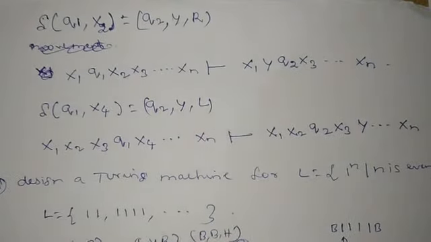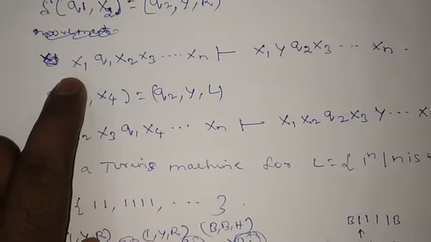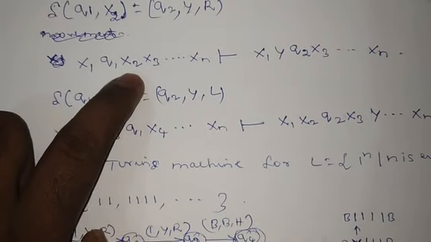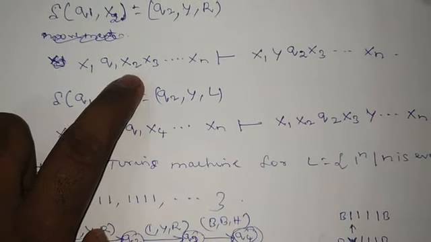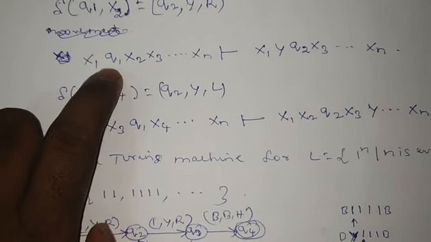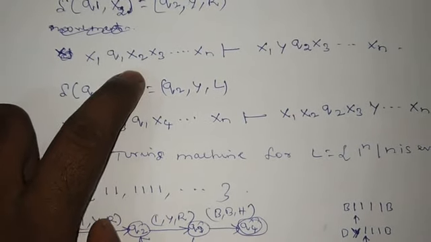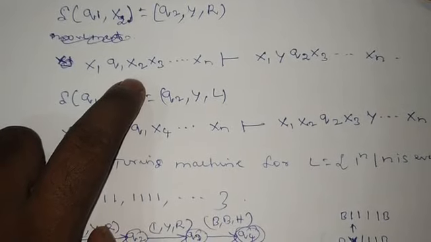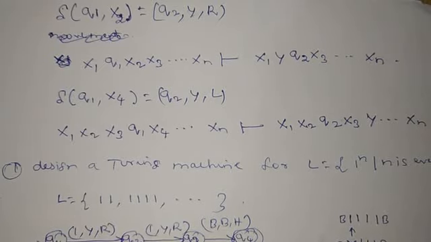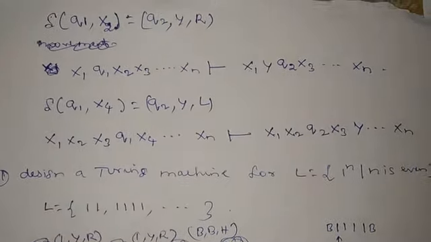Now suppose before applying this instantaneous description, let us assume the Turing machine is in the state X1, Q1, where Q1 is called the input state. On the right side you are applying the input symbol X2. So whenever an input symbol is on the right side of a state, that means Q1 is called an input state and X2 is called an input symbol. So this is the transition which is applied. That means before this instantaneous description takes effect, this is the state of the Turing machine.